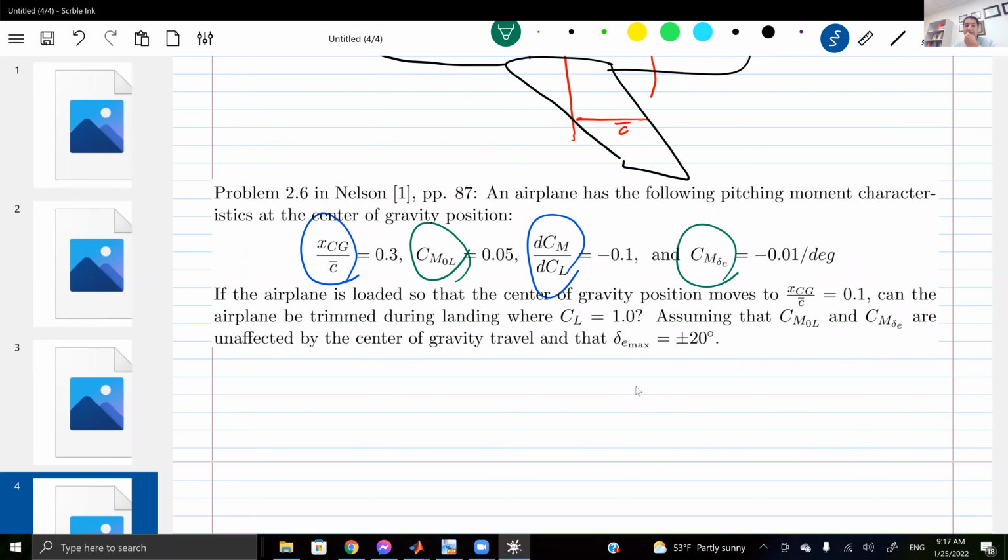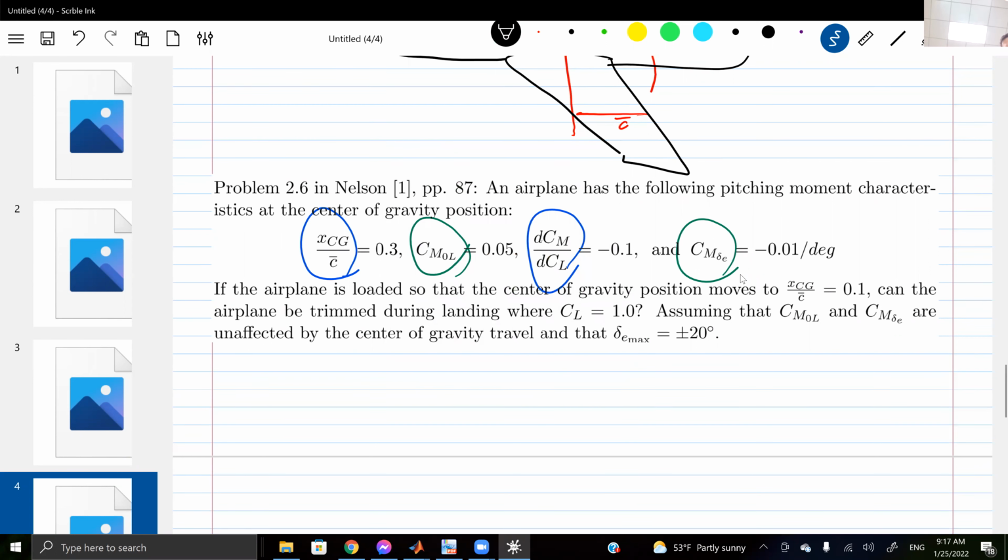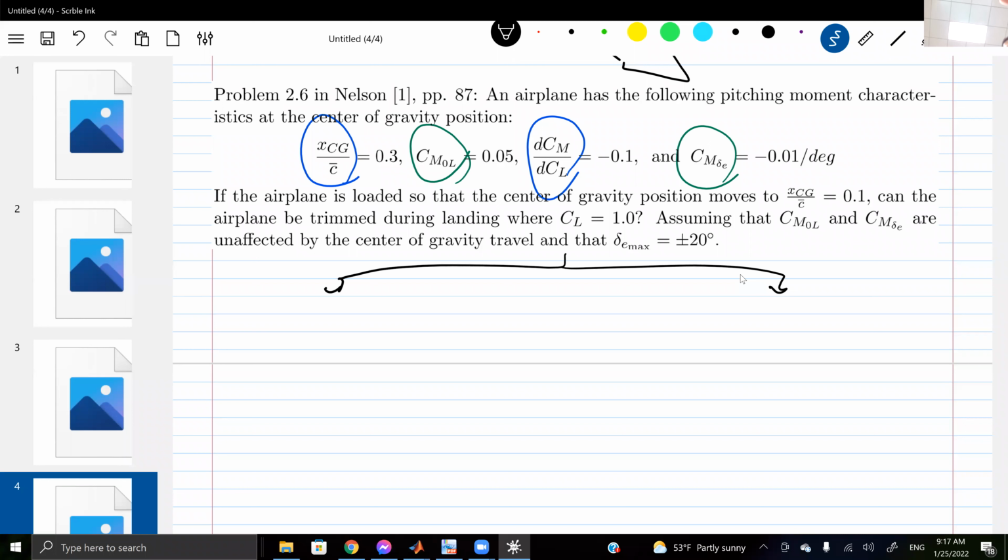So how can you turn this story into a fixed requirement that you are used to? Find X when Y equals blah, blah, or find X, find Y. Any suggestion? Actually, this problem can be solved one of two ways. Any suggestions, folks? So what is the criterion here? What is the concern? The concern that the problem is bringing is, can we trim at landing or not? So how can we go about this?